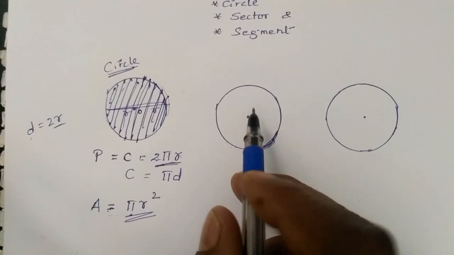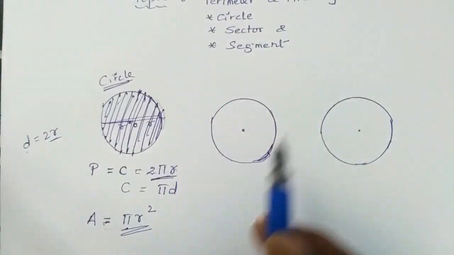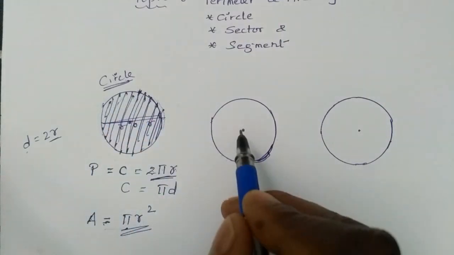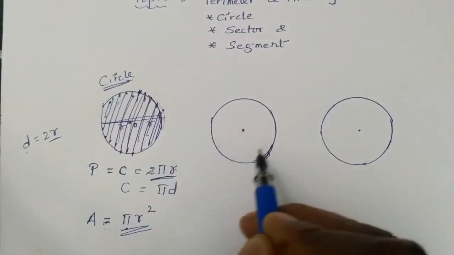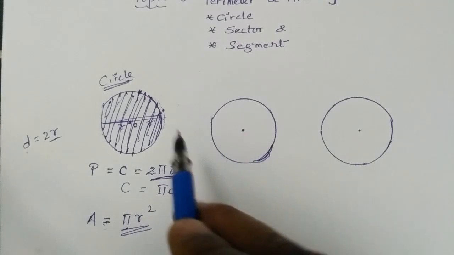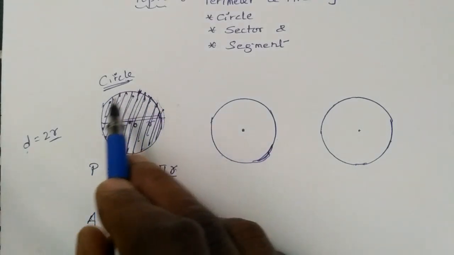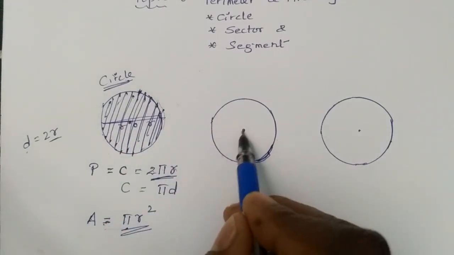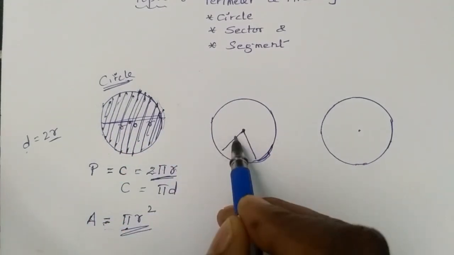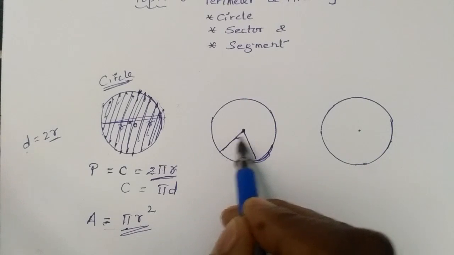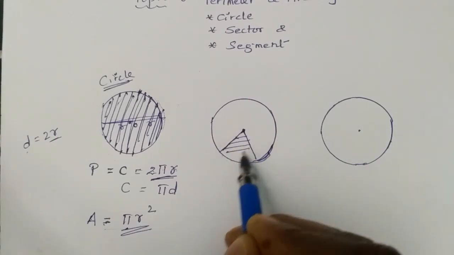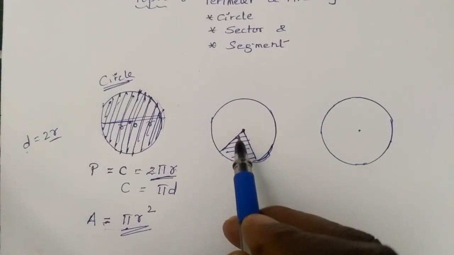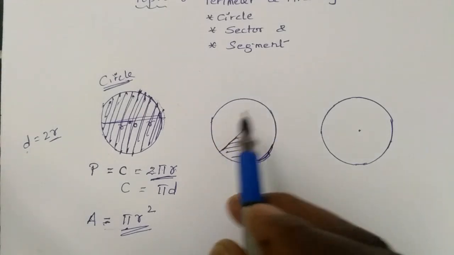Let us go to the next one, that is sector. Sector is a part of a circle. The area of a circle is this total region. This total region is divided into small parts. If we take only this much, this is called a sector. So a sector is a part of the area of a circle.